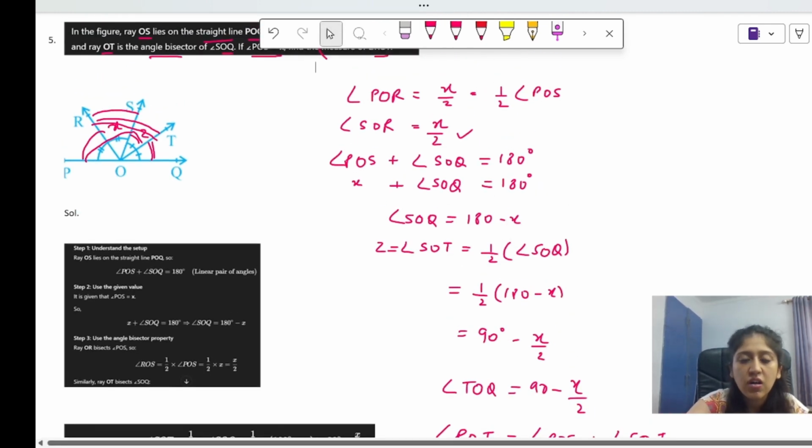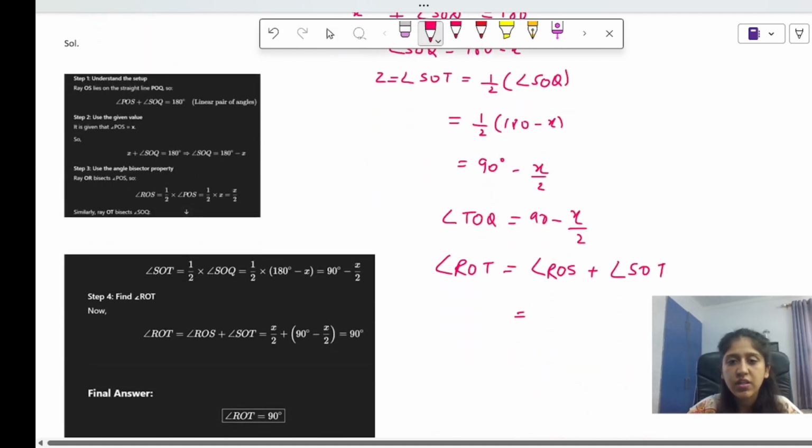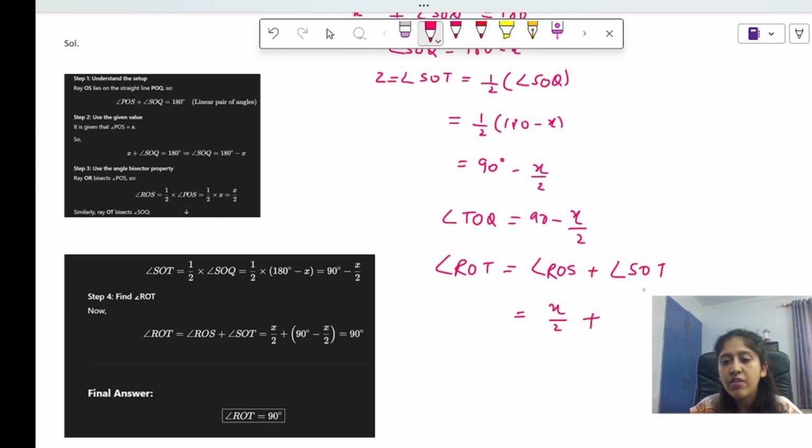Okay. Let's just substitute it over here. Okay, इसको substitute कर देते हैं यहाँ पे as X by 2. And do we have SOT का angle? Yes, we have SOT का angle as 90 minus X by 2.